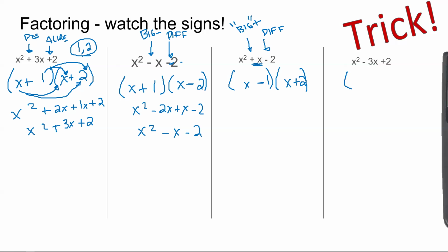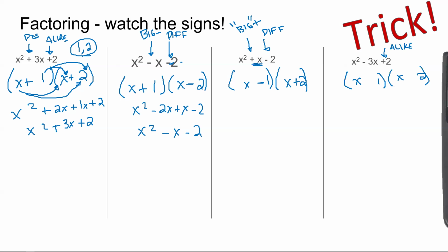Last one on this page is x and x. I got a 1 and a 2. The signs are alike. So they're either both positive or both negative. If I made them both positive, then I'd have 2x and 1x, which would be positive 3x. And that's not what I have.